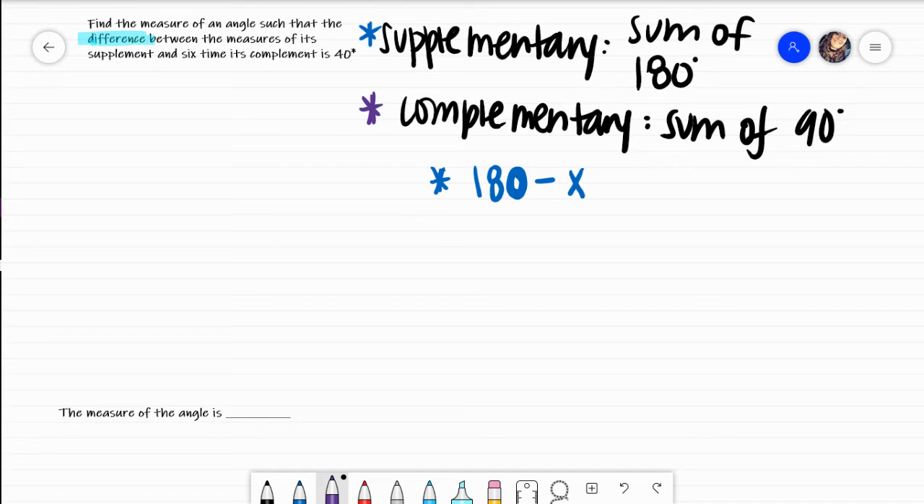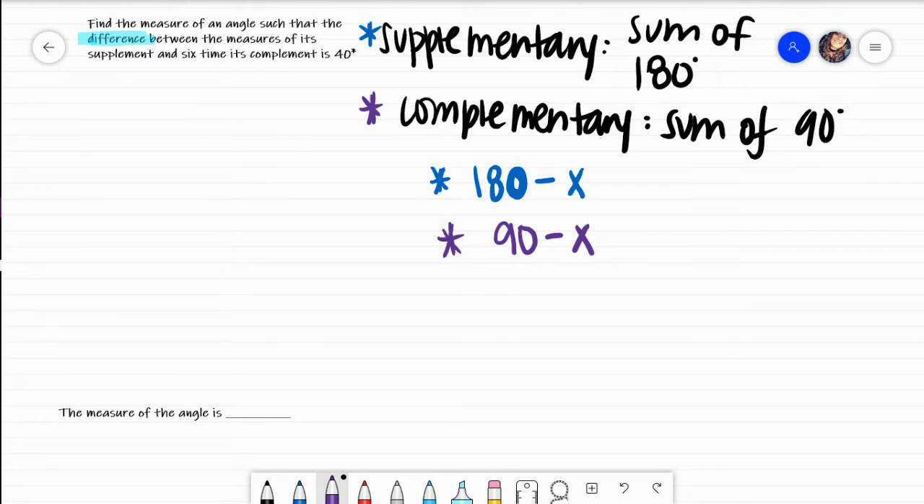Okay, so now for its complement in purple, I know that if I add two angles together and they're complementary, I'm going to get 90 degrees. I should also understand that if I have 90 degrees and I subtract one angle, the difference of that is going to be that angle's complementary angle.